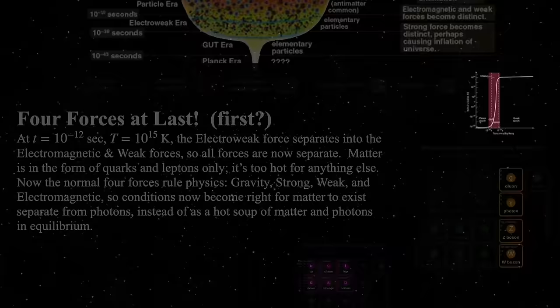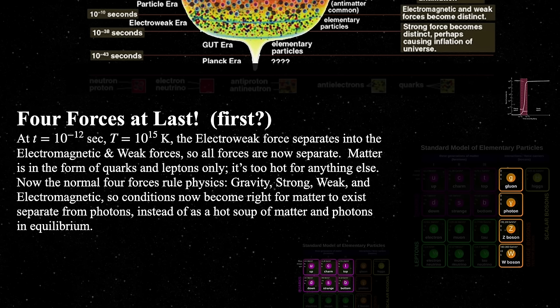By that time, 10 to the minus 32nd seconds, until 10 to the minus 12th seconds, which is still a very short period of time, but very long from its perspective, if you're considering tiny steps, then the temperature drops rapidly, and the electroweak force separates into the electromagnetic and weak forces, and now they're all separate. And so all you have in terms of matter at this time are quarks, leptons, meaning electrons and anti-electrons, such as they are, as well as muons and other objects in that tree.